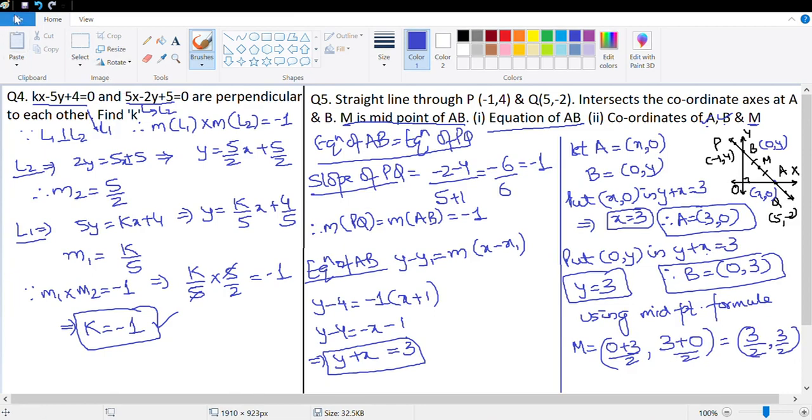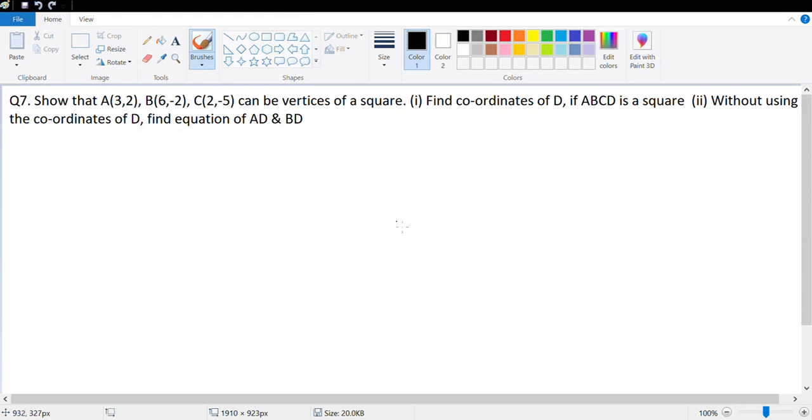Next, let's look at question number 7. Question 7 says, show that these can be vertices of a square. Find the coordinates of D if ABCD is a square, without using the coordinates. Perfect. So let this be A, which is (3, 2). Next is B, which is (6, -2). Next is C, (-2, -5). And this is D, we don't know.